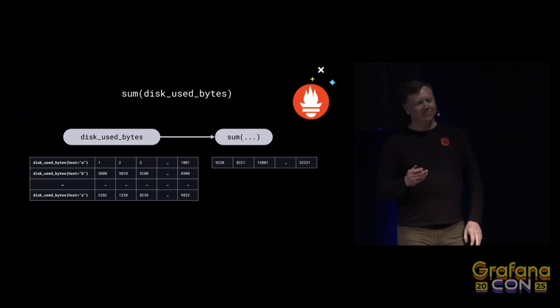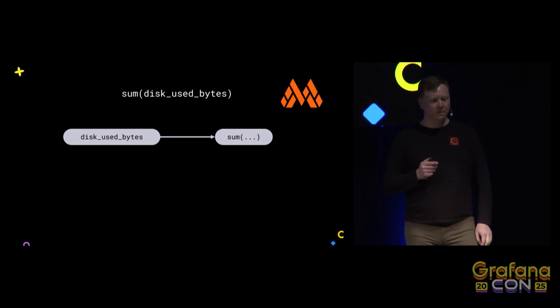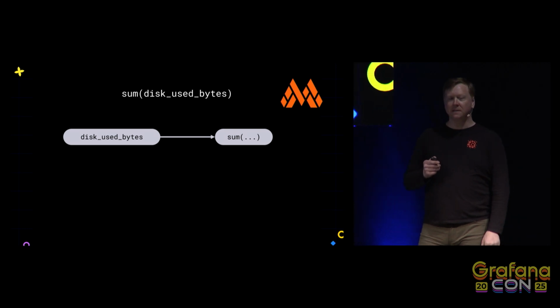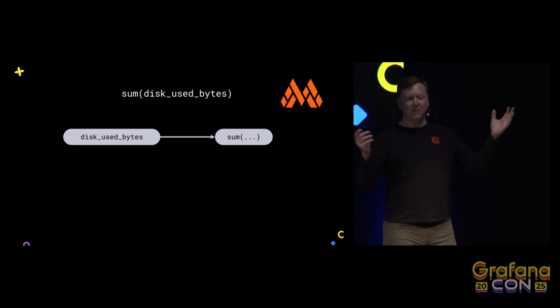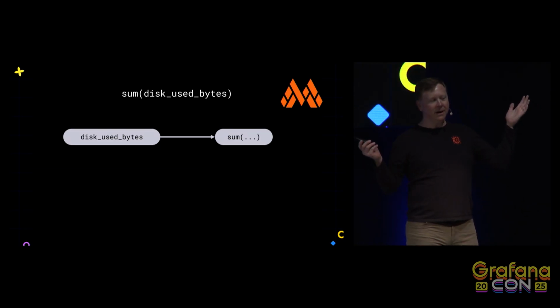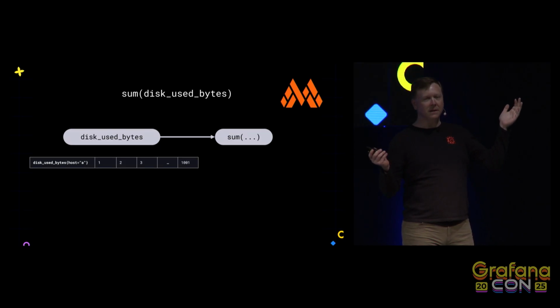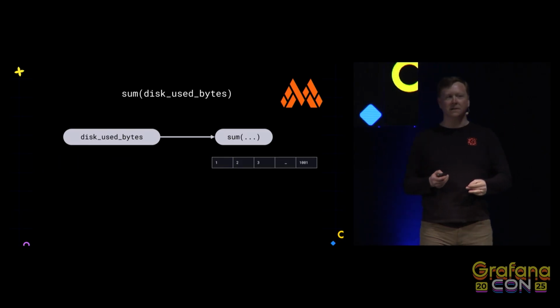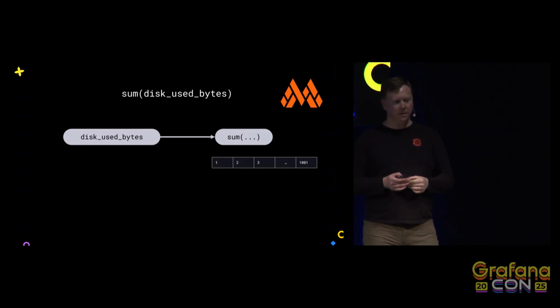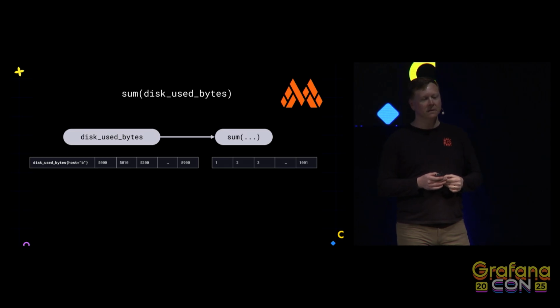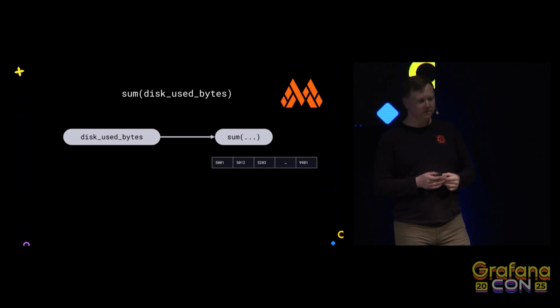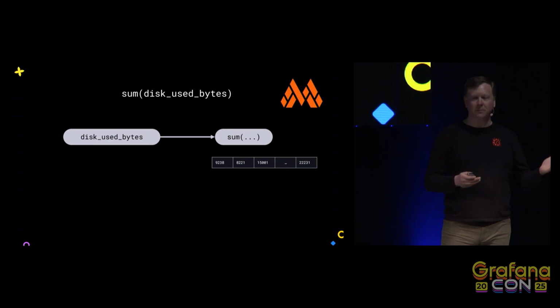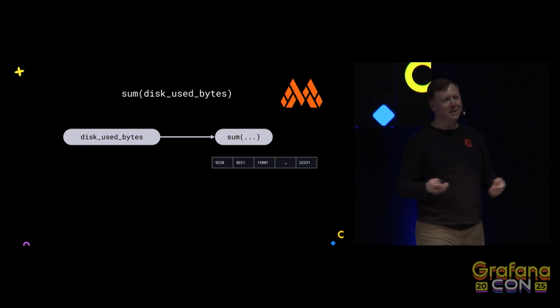Easy. So I'm going to show you how the Mimir query engine would execute the same query. And the big difference is we work on streams of series this time. So the first thing we do, sum of disk used bytes, go out and just get the first series, send it on over to the sum operator and start a running tally. Go ahead and get the second series, stream it over, and so on until you get the final result, which is the same that Prometheus computed.